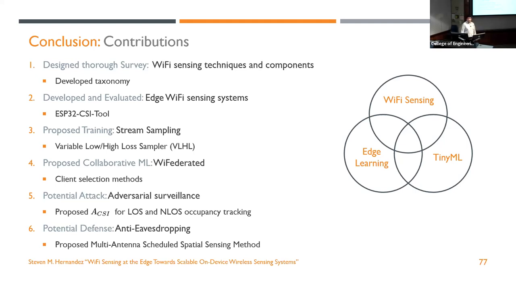We proposed a stream sampling method to train a model. We showed that we could use the variable low high loss sampler to improve against the other methods. We also proposed a collaborative machine learning system, the Y-federated system, and looked at different client selection methods there. And we looked at a potential attack using ACSI to understand line of sight, non-line of sight and direction identification. And finally, we looked at our proposed method to prevent eavesdroppers from performing Wi-Fi sensing while still allowing good devices to perform Wi-Fi sensing. We did that through that multi-antenna scheduled system.